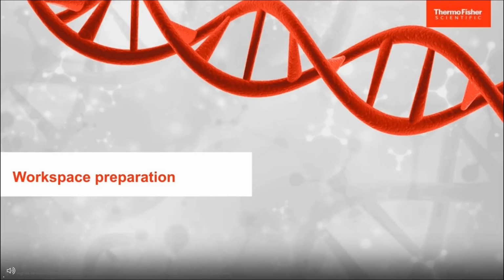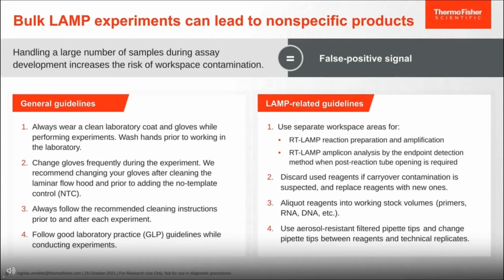I'd like to provide some recommendations on how to prepare your workspace in order to avoid false positive signals, as mentioned before. When preparing bulk LAMP experiments or simply handling a large number of samples during your assay development, there's always a risk of workspace contamination and resulting false positive signal. So general guidelines for working in the lab apply, such as wearing a clean laboratory coat and gloves while performing experiments, washing your hands prior to working in the lab, and changing gloves frequently during the experiment, especially after cleaning your workspace, such as a laminar flow hood, or prior to adding your no template controls or negative control samples.